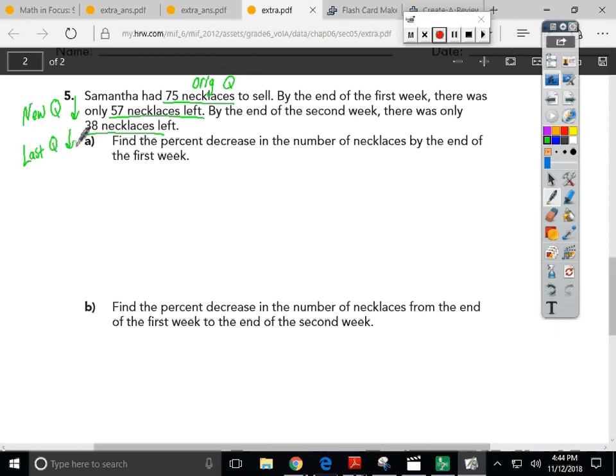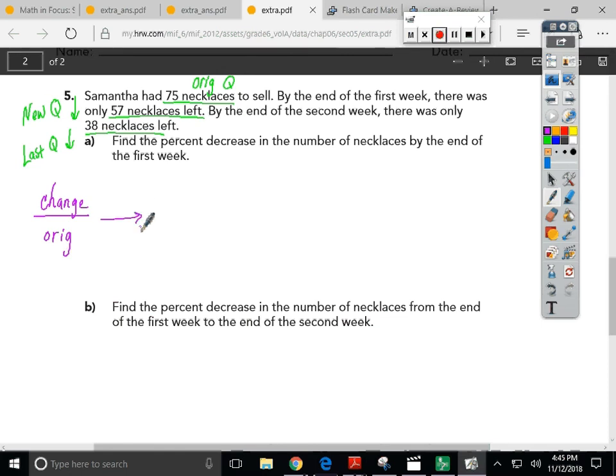Let's find the percent decrease in the number of necklaces by the end of the first week. So here we're talking about just the first week. I like this problem because it's going to show you again how we can maybe use two quantities to turn our change into a percent. So if you look back at your flip book, you know that it says something like change or maybe difference over the original. And in a minute, if we can set that up, we can turn any fraction into a percent.